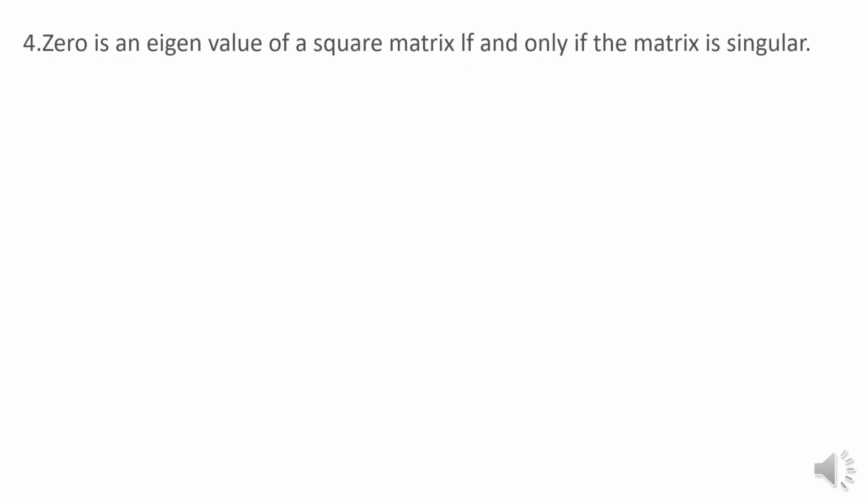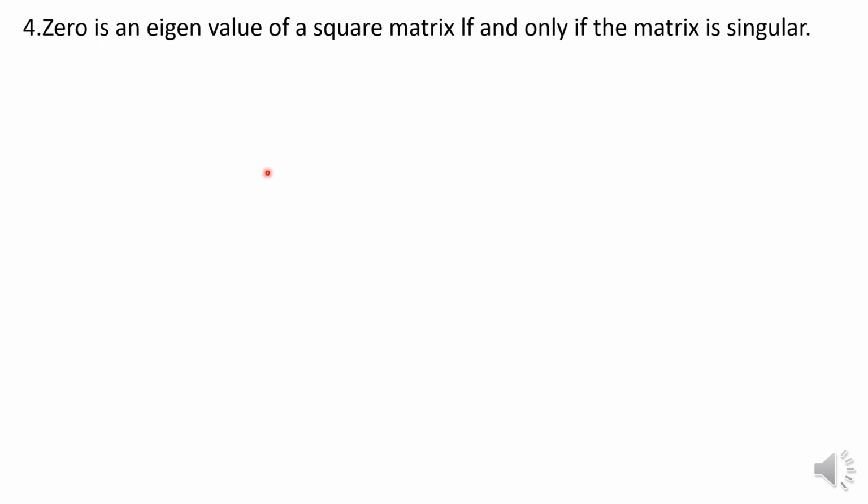Okay. The property is like this. Fourth property: 0 is an eigenvalue of a square matrix if and only if the matrix is singular. This is the important property we are having. The proof is very simple. You see, 0 is an eigenvalue of a square matrix if and only if the matrix is singular. Okay, so read the statement carefully.